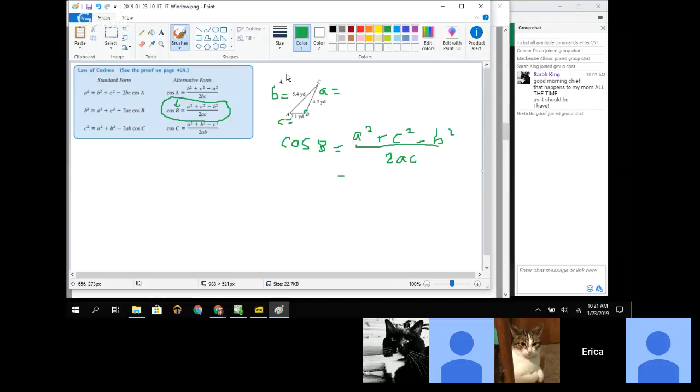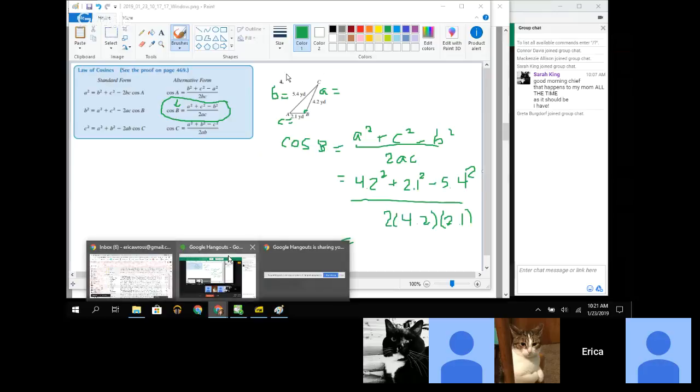So then this just becomes a plug and chug, right? We have 4.2 is A, so 4.2 squared plus 2.1 squared minus 5.4 squared, all divided by 2 times A, which is 4.2, times C, which is 2.1. Okay. I personally just like to plug this into a calculator. You can do it step by step.